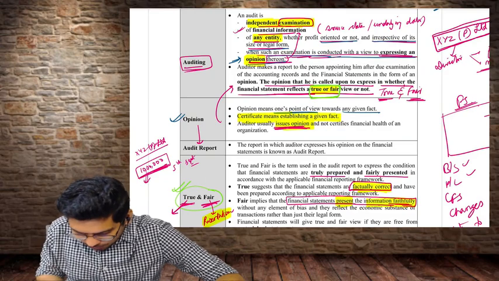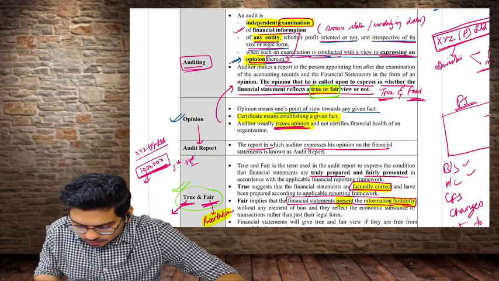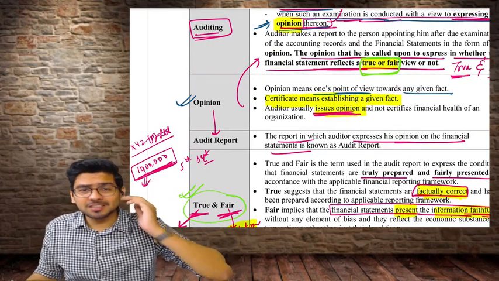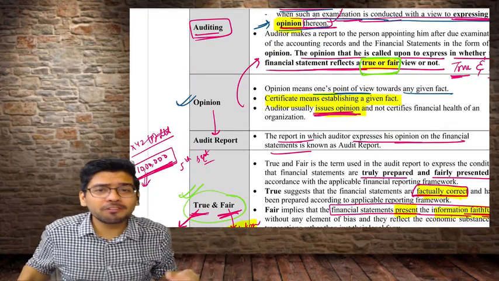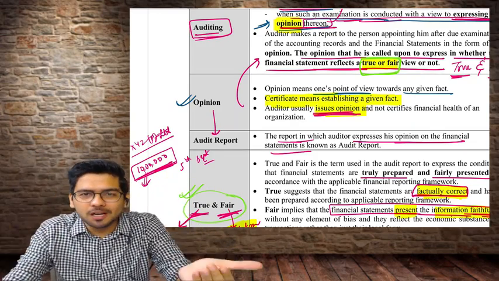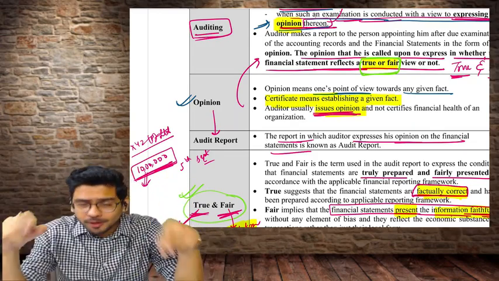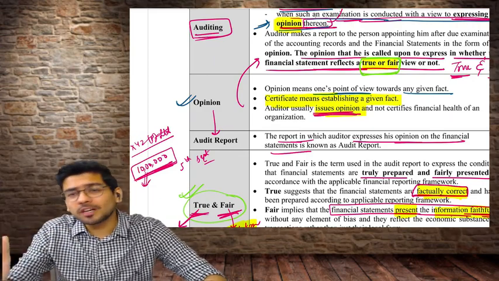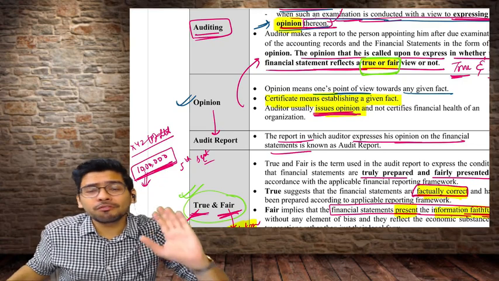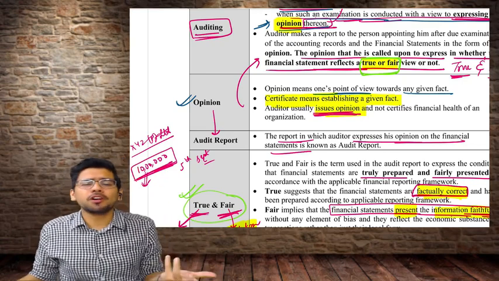So this opinion, if you can see, the next term is audit report. It is nothing but a report in which the auditor expresses his opinion on the financial statements. We are not going to give a verbal opinion here. Please understand, the auditor is always going to give a written opinion, and the place where he writes his opinion is known as the audit report. The document in which he gives his opinion is known as the audit report.